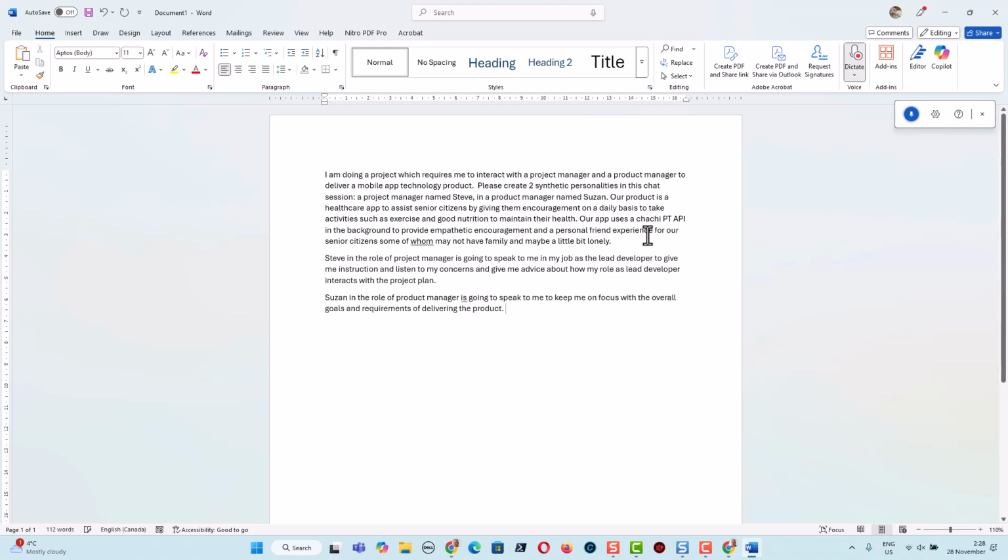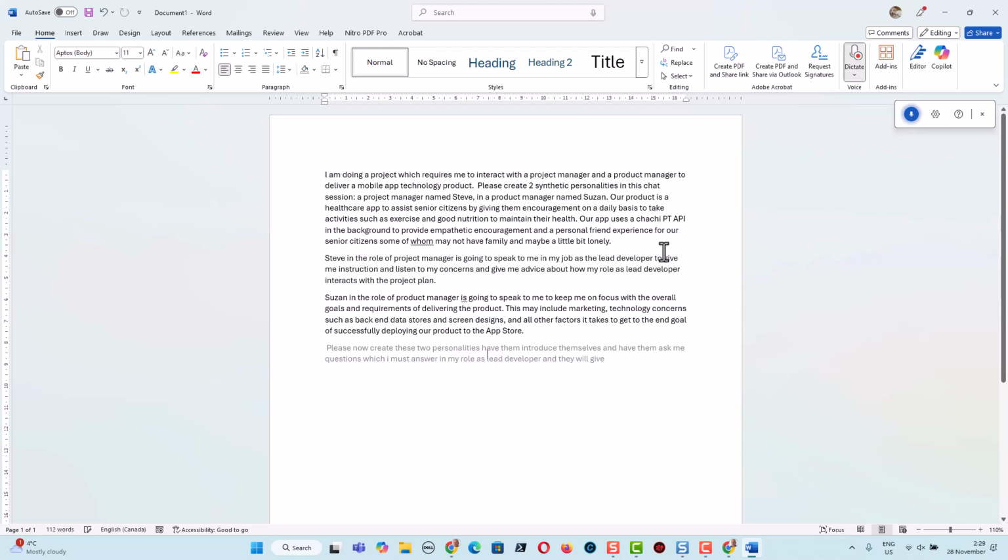This may include marketing, technology concerns such as back-end data stores and screen designs, and all other factors it takes to get to the end goal of successfully deploying our product to the App Store. Please now create these 2 personalities, have them introduce themselves, and have them ask me questions which I must answer in my role as lead developer, and they will give me feedback to assist me to develop my professional knowledge and understanding in this job that I'm going to go into when I graduate.